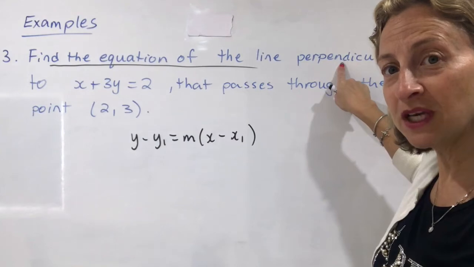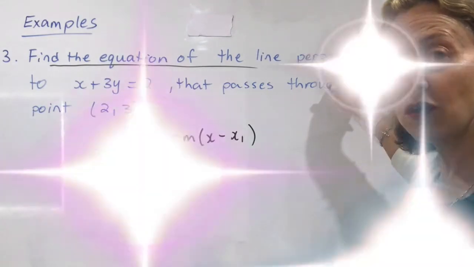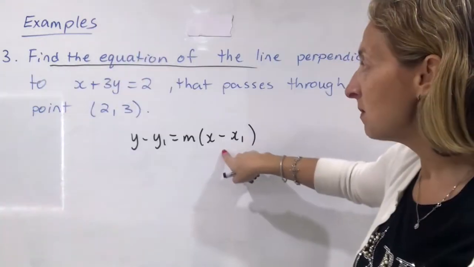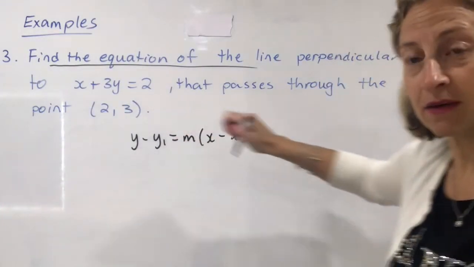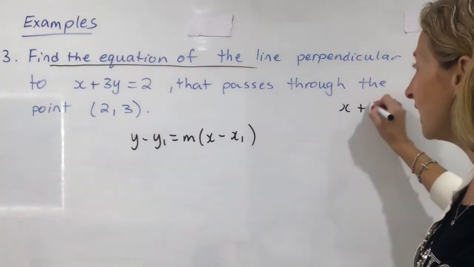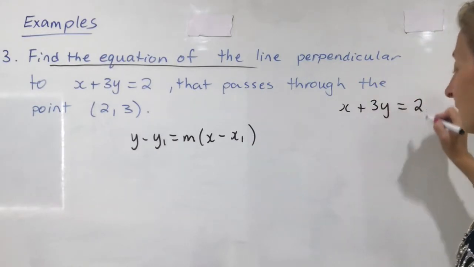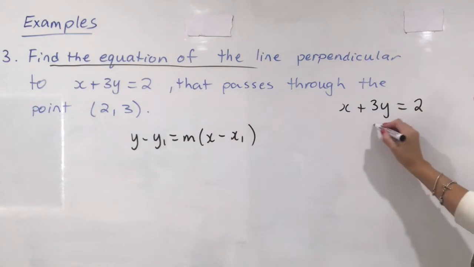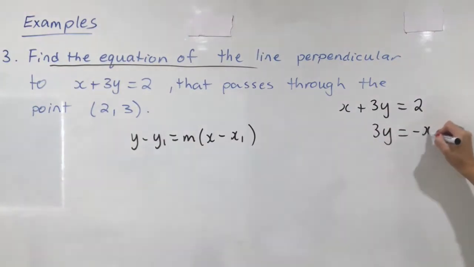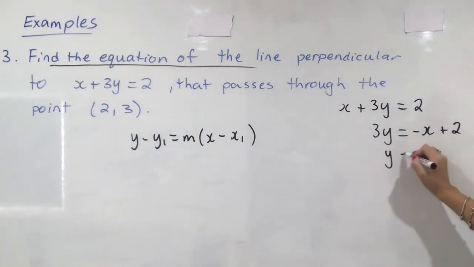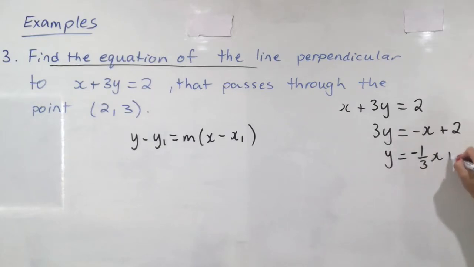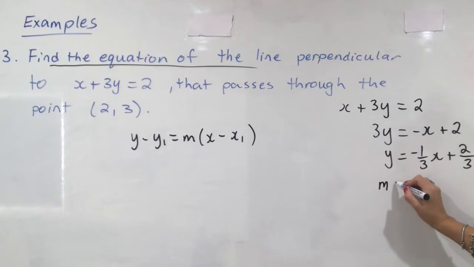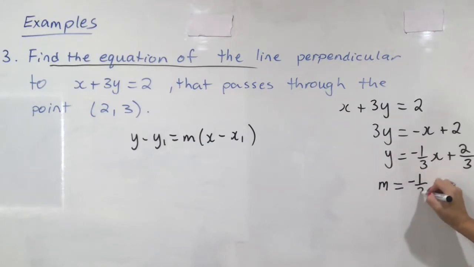If two lines are perpendicular, what do you know? We know that the gradients have to multiply to give -1. So we want our line to be perpendicular to that line. So that means that we need to find the equation of that line in the right form, y equals mx plus c. So let's rearrange it. Divide both sides by 3. We now know that the gradient of this line is -1/3.